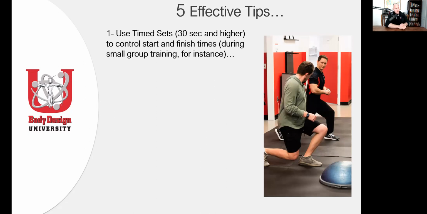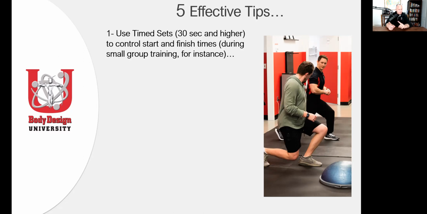Okay, so even if a person in 30 seconds only gets 12 reps and another client gets 14 because they did it a little bit slower or faster, whatever the case is, does it make that much of a difference metabolically or neuromuscular wise? No, it's insignificant. So use timed sets when you've got a small group training scenario.